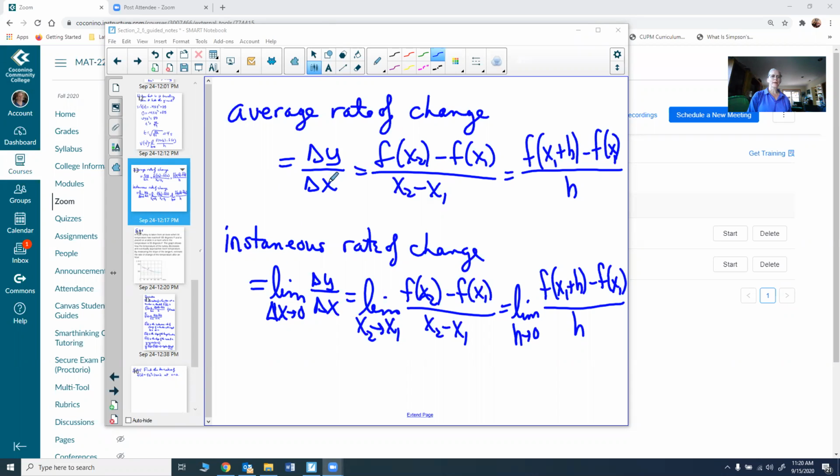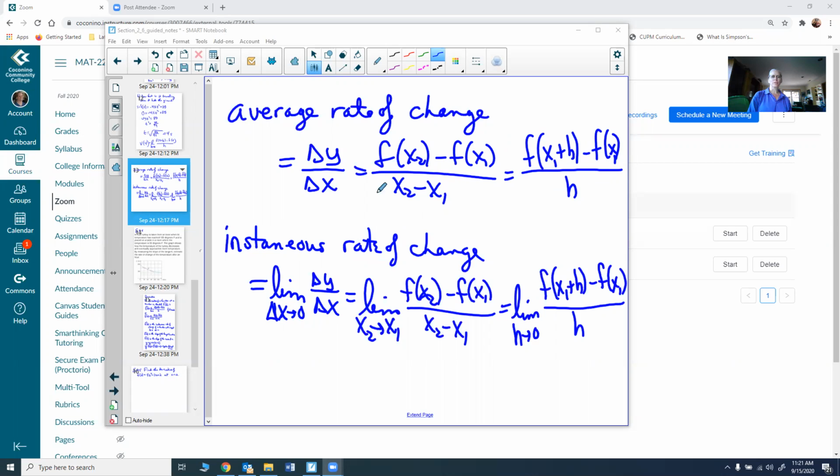And so we can talk about the average rate of change, which again would be the slope, basically. So it'd be f of x2 minus f of x1 over x2 minus x1, or f of x1 plus h minus f of x1 over h, if you prefer the h notation. Instantaneous rate of change, therefore, would be that limit.